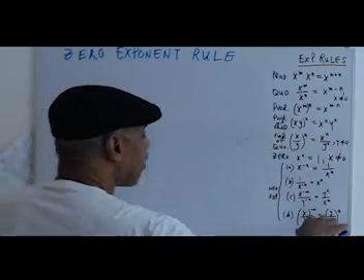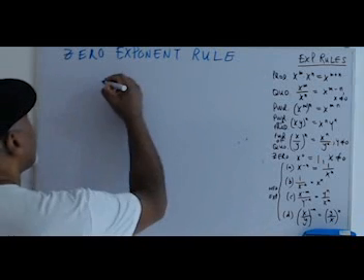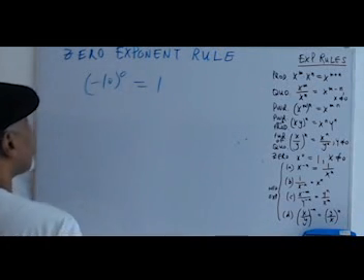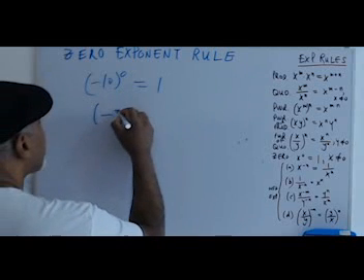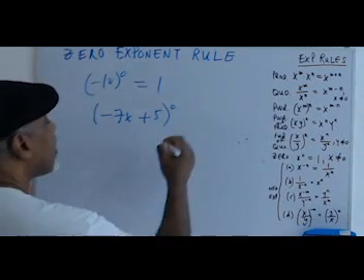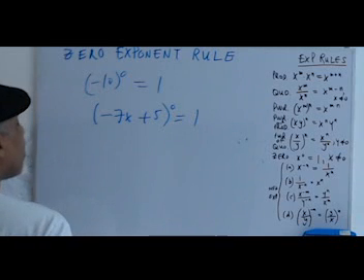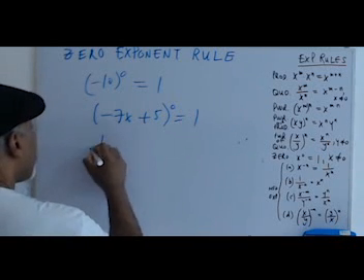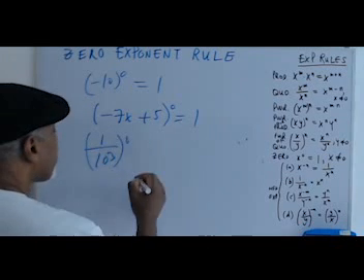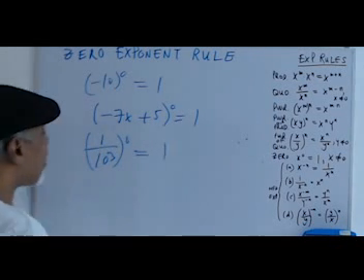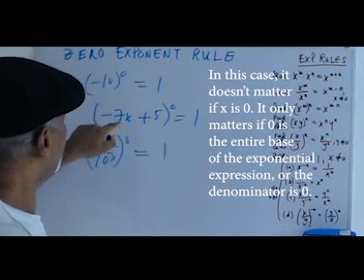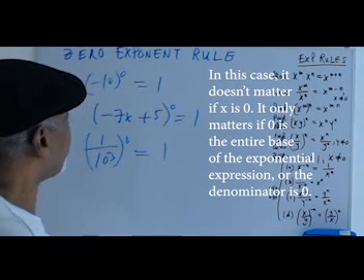It means that expressions such as negative 10 to the 0, that's equal to 1. Negative 7x plus 5 raised to the 0, that's equal to 1. 1 over 10 to the third, raise that to the 0. All of that's equal to 1. Now, all of this works, provided that x is never equal to 0.